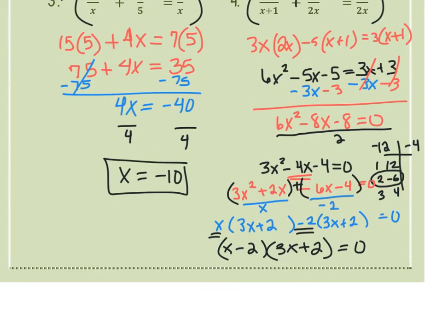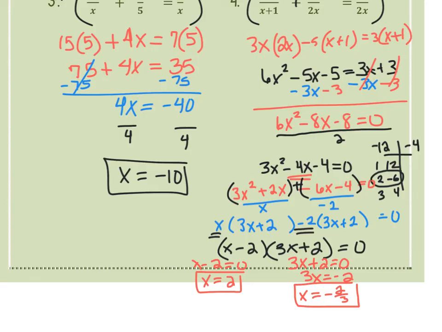Set each factor equal to 0. So x minus 2 equals 0. X equals 2. The second one, 3x plus 2 equals 0. Subtract 2 from both sides. Divide by 3. X equals negative 2/3.